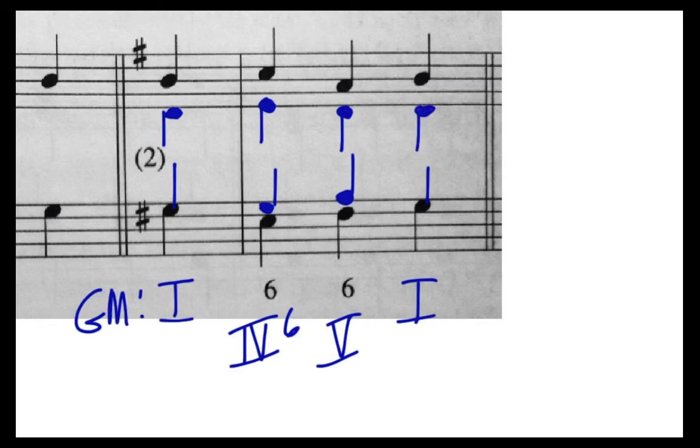So that would be at least one of several acceptable ways to part write this example that includes 2 successive first inversion chords. And notice that in this example we used an unusual doubling. Instead of doubling the soprano, we doubled the bass. In the second example, we did the normal doubling. We doubled the soprano.